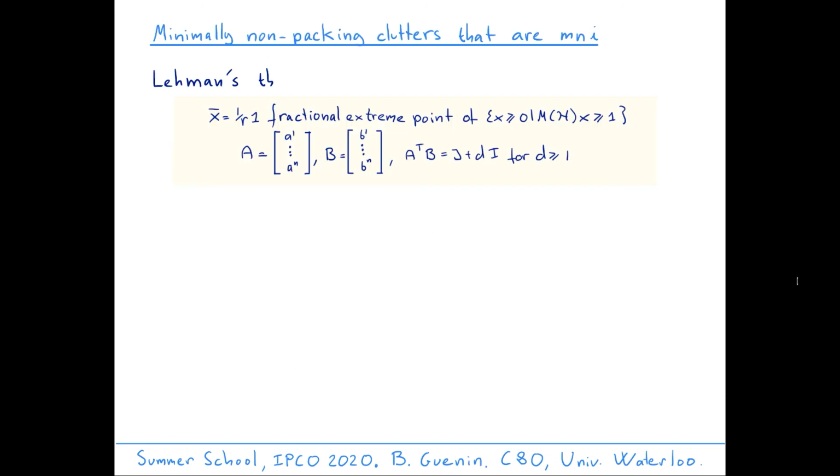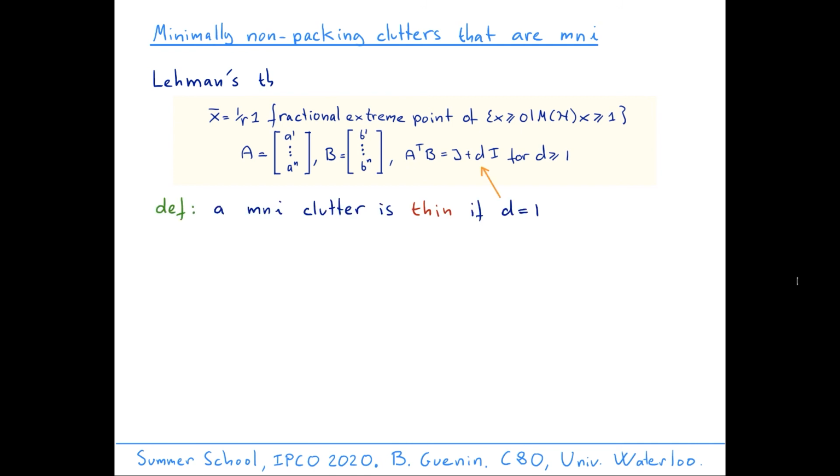All right, so there's going to be really two classes to look at: minimally non-packing clutters that are MNI or that are ideal. So let's look at the first class. And for that class, it's going to be helpful to write down the relevant part of Lehmann's theorem. So we have this matrix equation A transpose B equals J plus DI that we've seen a number of times now. And we're going to introduce a definition.